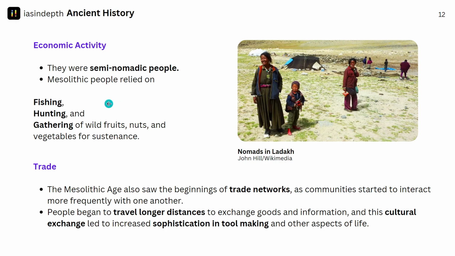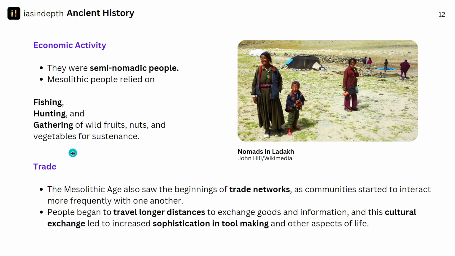So there is some form of agricultural activity during the period: gathering of wild fruits, nuts and vegetables for sustenance. These were their activities during the Mesolithic period. And these are nomads in present day Ladakh. You can clearly see how they are settling in some places. They used to raise tents in their preferred locations.